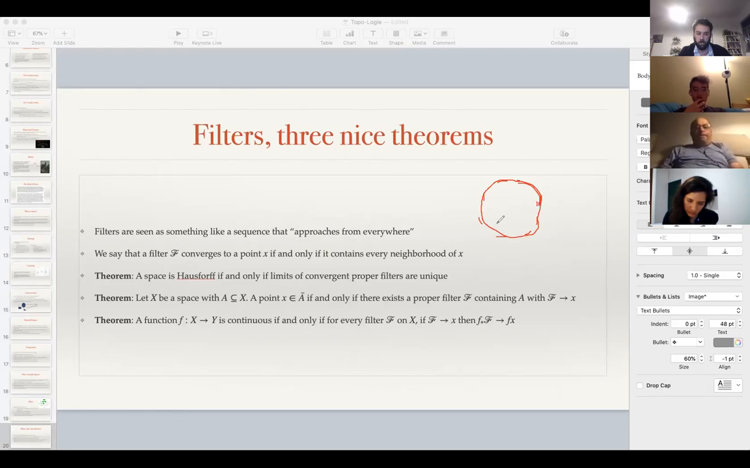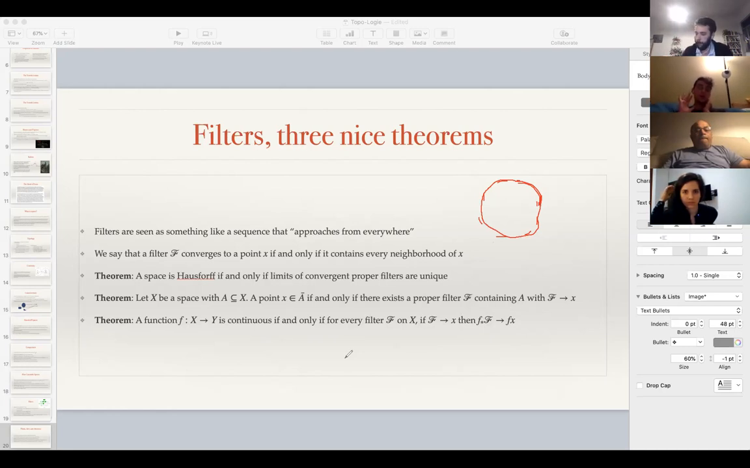So we said that the closure can be determined in terms of filters converging. And finally, the big one: a function from X to Y is continuous if and only if for every filter F on X, if it approaches a point x, then the pushforward of the filter along f approaches f applied to x. This is another way that we can completely characterize continuity.